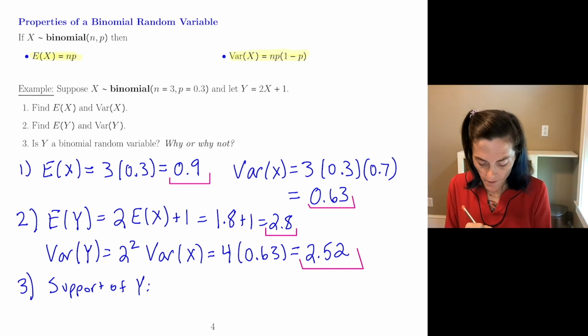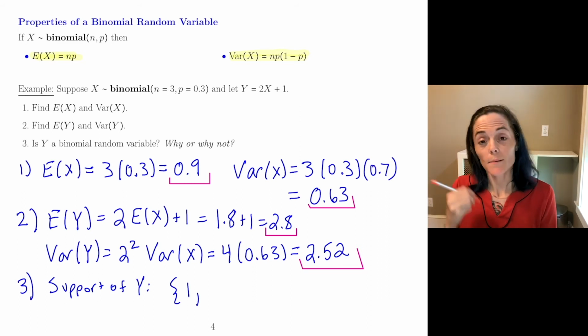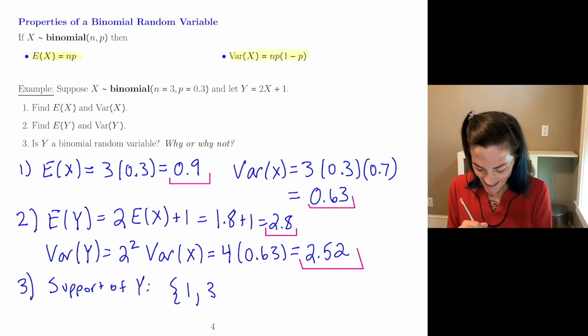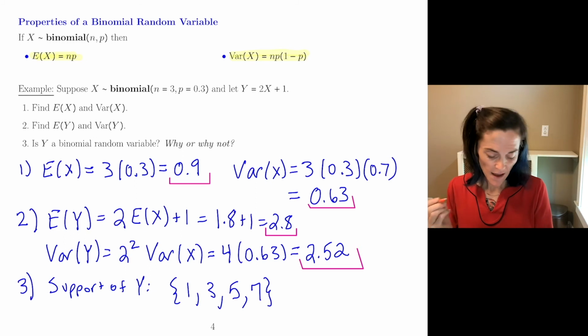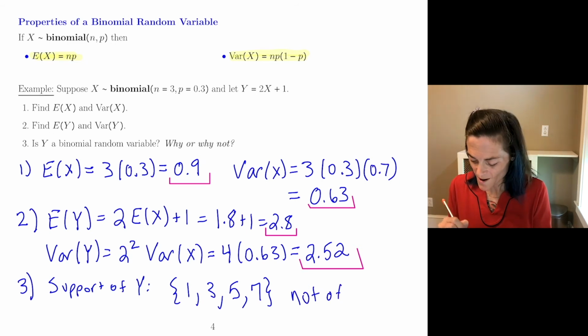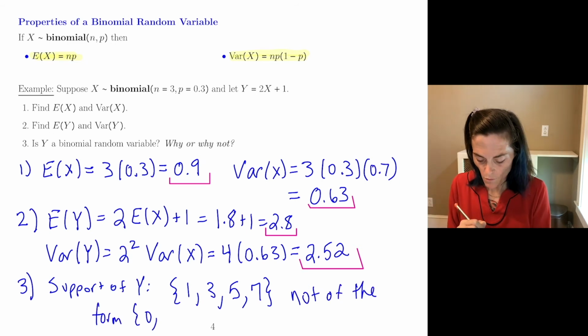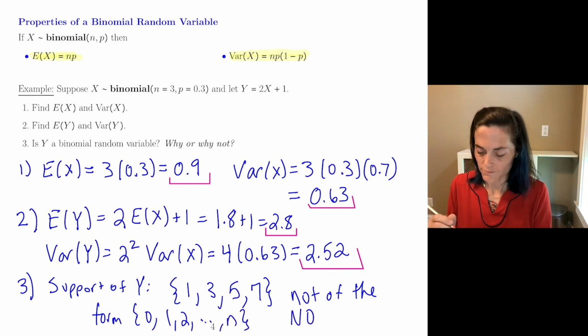So we would have 2 times 0 plus 1, which is 1. 2 times 1 plus 1, which is 3. 2 times 2 plus 1, which is 5. And 2 times 3 plus 1, which is 7. So we know the answer is no. This is not of the form 0, 1, 2, out to some n. And so the answer is no.